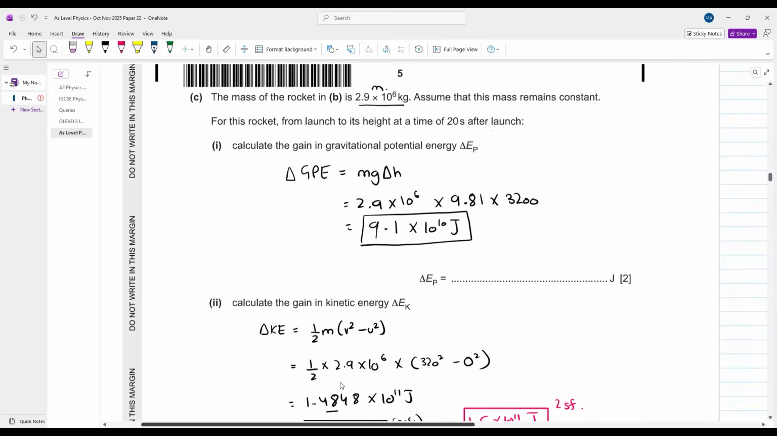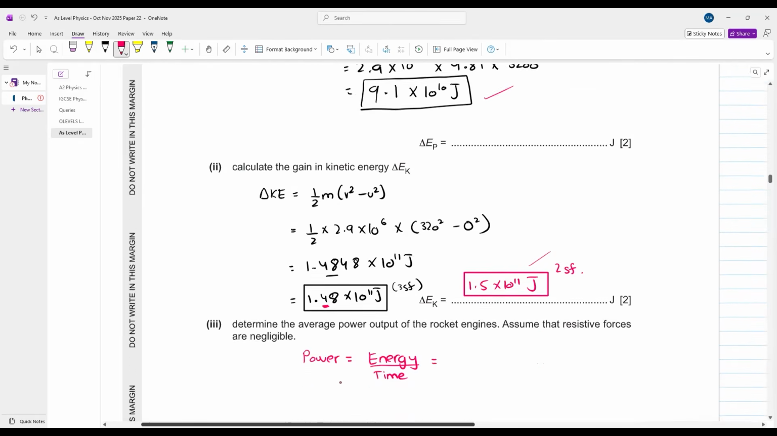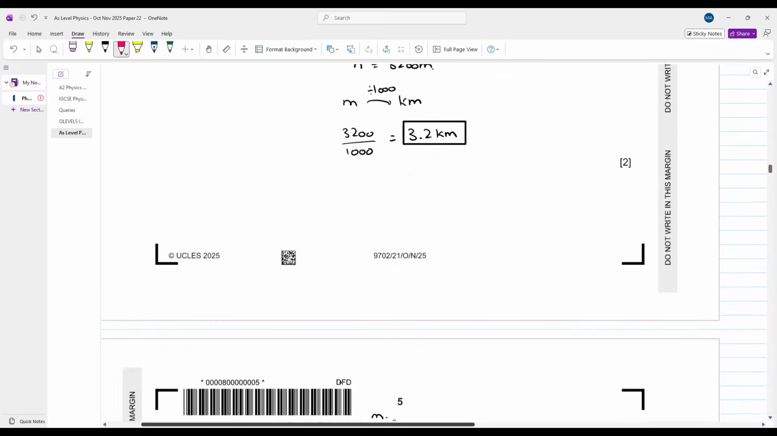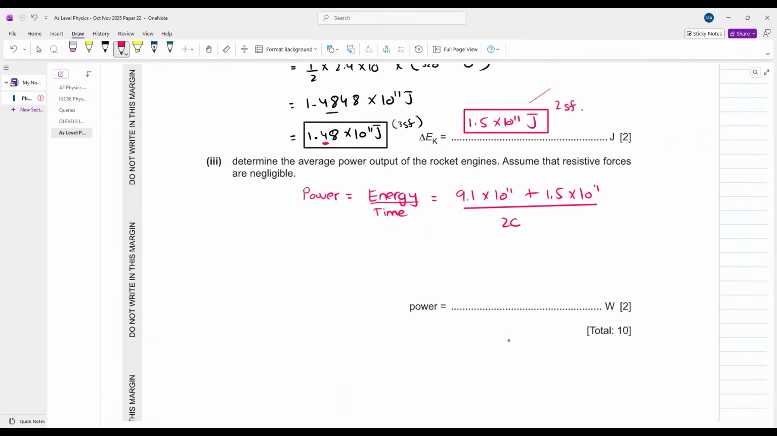What were your energies? 9.1 की gravitational potential energy, and kinetic energy. Add both of them. 9.1 into 10 to the power of 11 plus 1.5 into 10 to the power of 11 divided by time. बेटा what is your time? ये 20 seconds divide कर दो. What will your power come out to be? Geniuses, can you calculate the power? Power comes out to be 1.2 into 10 raised to the power of 10 watts. Simple. Let's further move ahead.